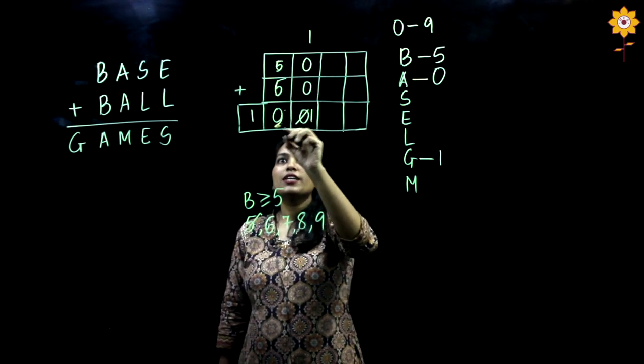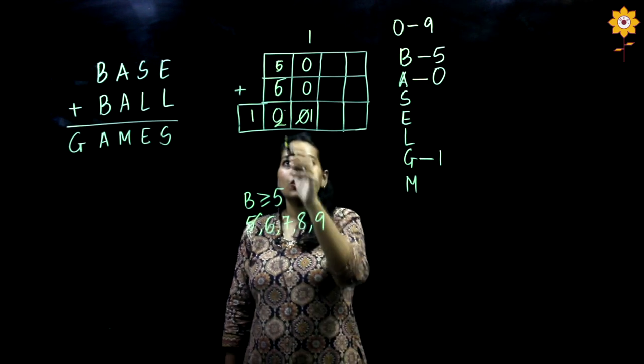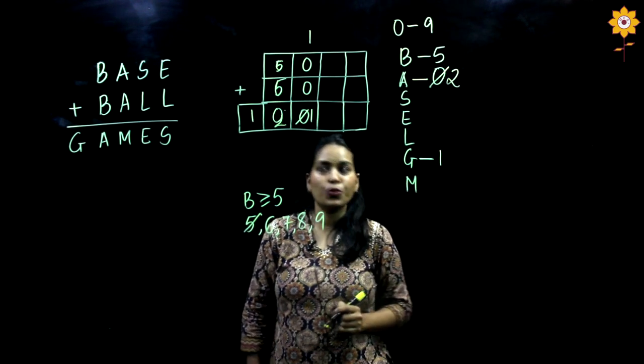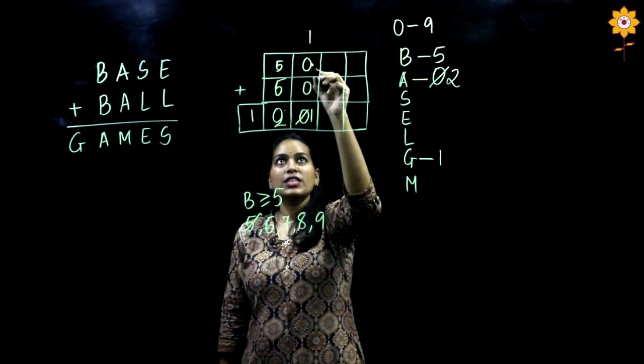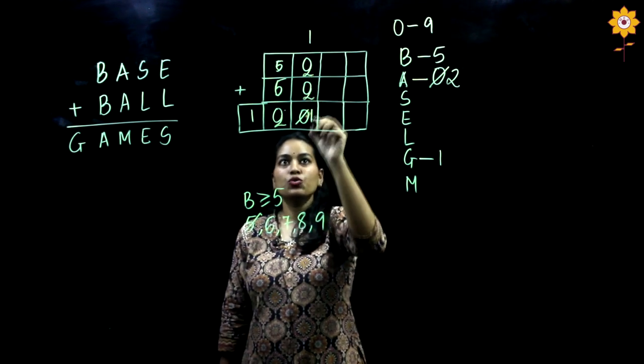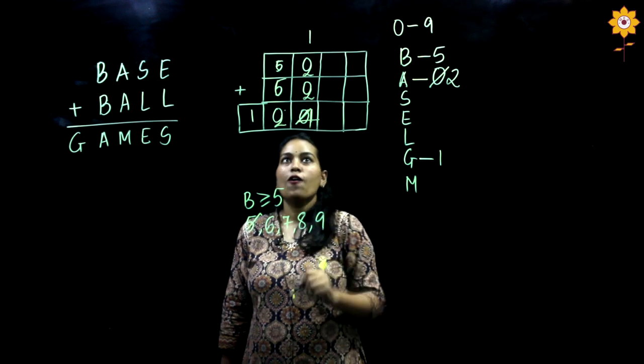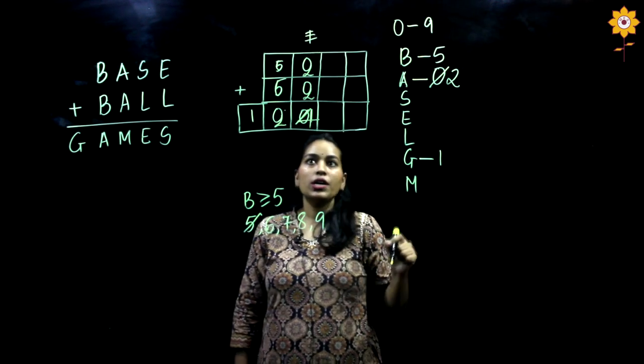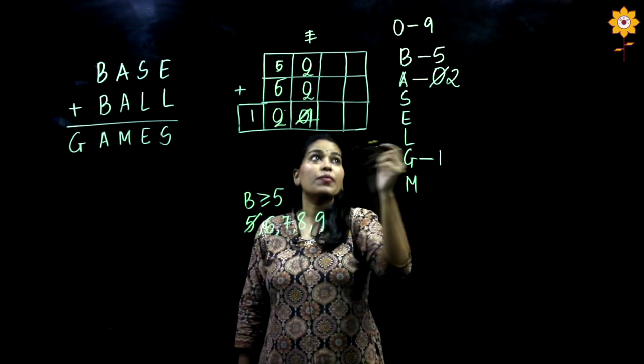Now, this will result into what? 12. So, the value of A is not 0, but let's say it is 2. So, A is 2. So, let's update it here as well. 2, 2. And this will now result in what? 4. Correct? So, this is not a carry. I have just simply written it over here to explain. So, let's update the value.